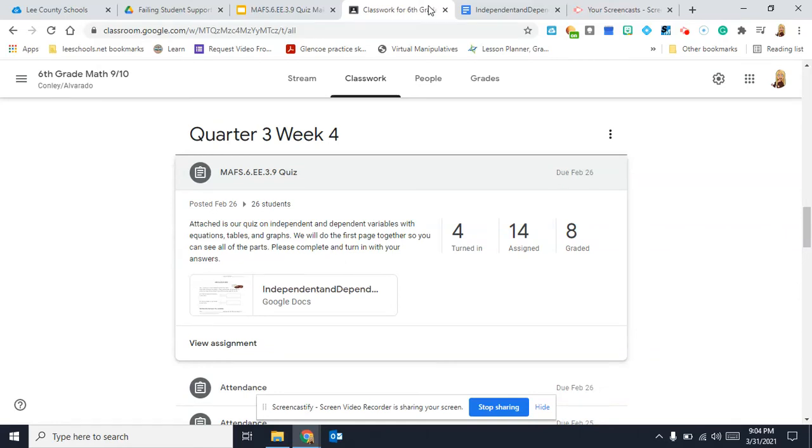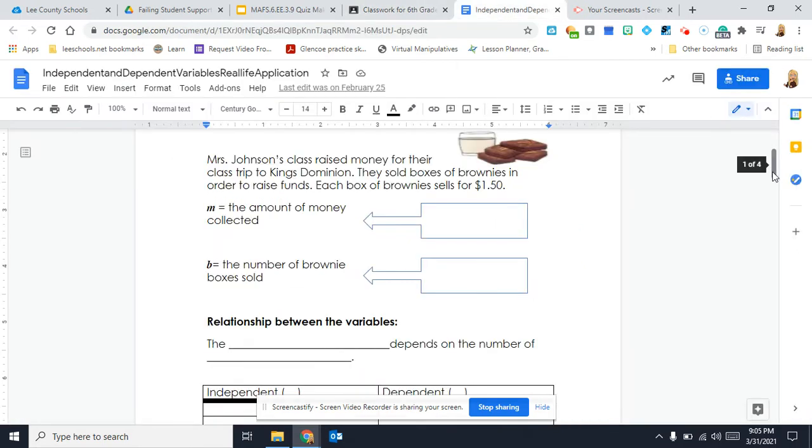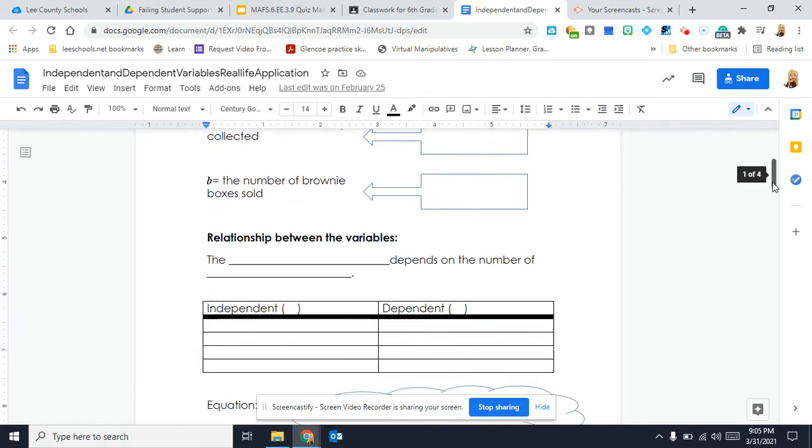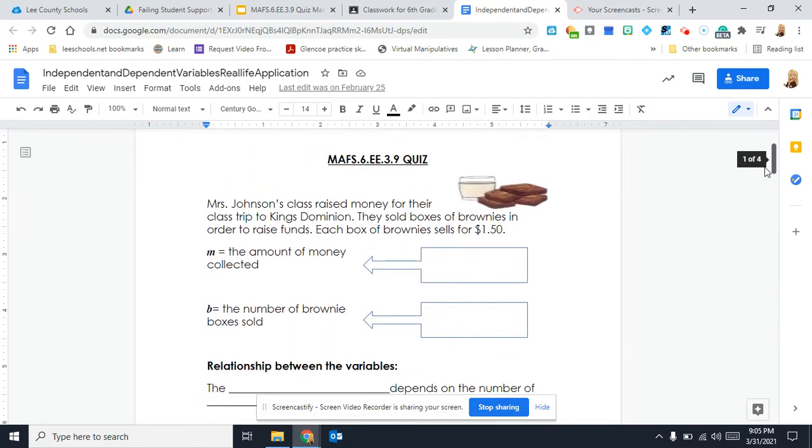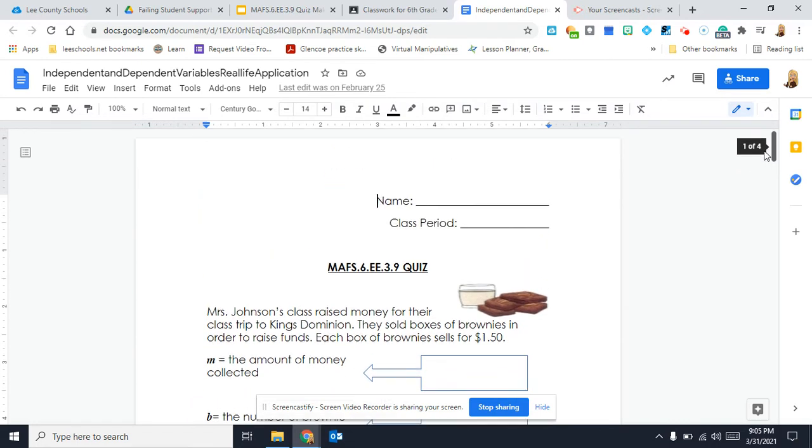One of the other assignments that many students struggled with, both in school and via Lee Home Connect, was the independent and dependent variables quiz. You can see it's here in our Google Classroom Q3, Week 4. It was titled MAFS.6.EE.3.9 quiz. Originally, it was a Google Doc for our online kids, and for our in-person kids, it was paper and pencil. For both groups, we went through the first page together, but I understand for the online students, it was hard for you to add text boxes in on the fly while we were going through it on Zoom.